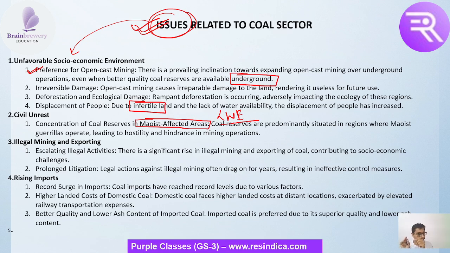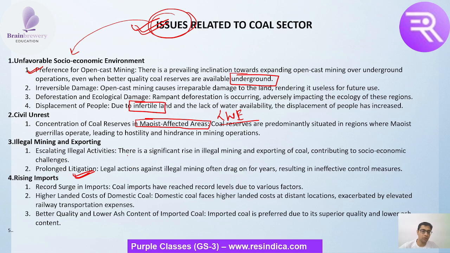Then people are doing illegal mining. Since the area is very large, some people are doing small mining activity. They are entering into the government area, and they are illegally mining the coal from there with the help of the nexus of various officers and police and everything, right? Sometimes it happens. Then there is a lot of litigation.